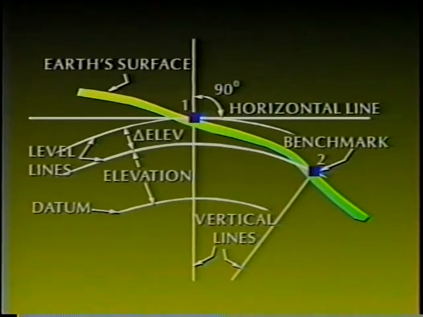Next is elevation. It is the vertical position above or below the selected datum. Next is benchmark. That is a permanently fixed point with a known elevation.